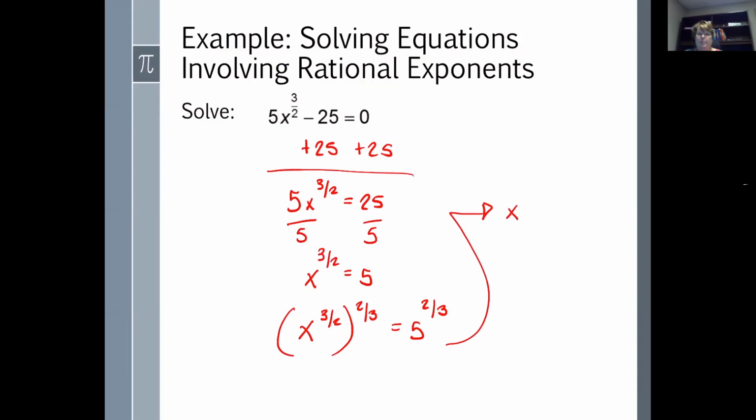raising a power to a power, I multiply the exponents. When I multiply a number times its reciprocal, I get 1. So I get x equals 5 to the 2/3, which is a perfectly acceptable way to write this. You could also write this in terms of a radical. The denominator of a rational exponent is the root that I'm taking. So I could write this as the cube root of 5 squared, which is the cube root of 25.